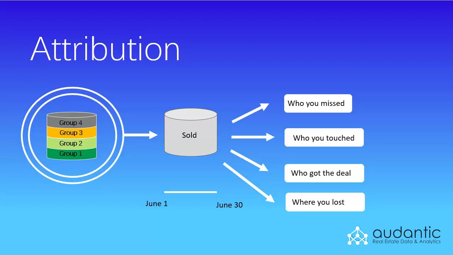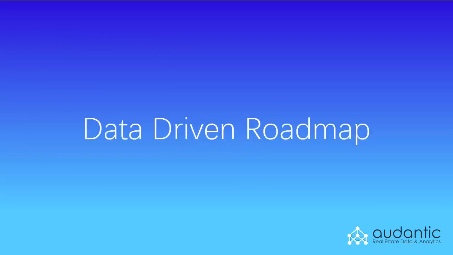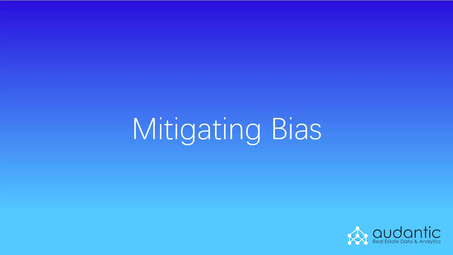So why does this even matter? Well, it gives us a data-driven roadmap. It tells us not just what we touched and what we missed, but how to fix the leak in the funnel. Are we not paying enough? Did we not get in front of them on time? Did we not follow up with them? Did we talk to them and they wanted to sell and we didn't follow up? It tells us exactly where in our funnel things are broken. It's also telling us if our metrics are shifting. It helps us to mitigate our bias.